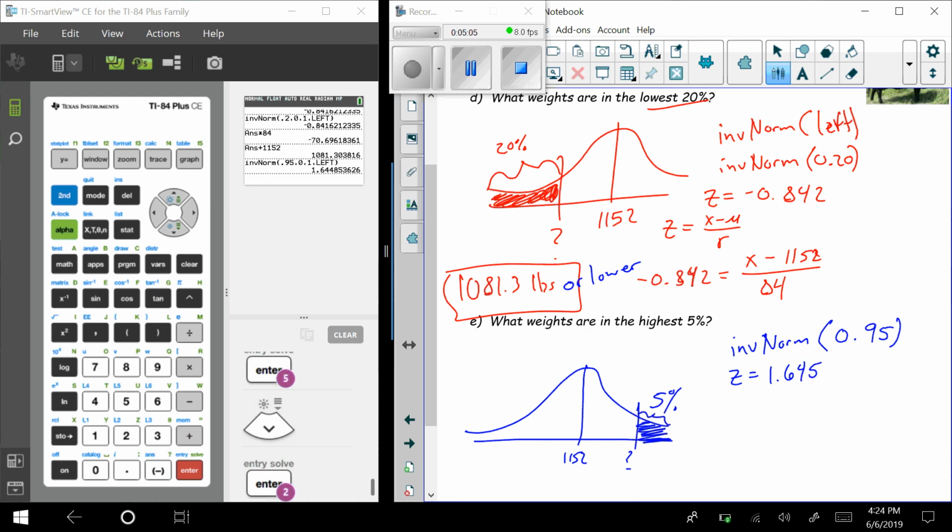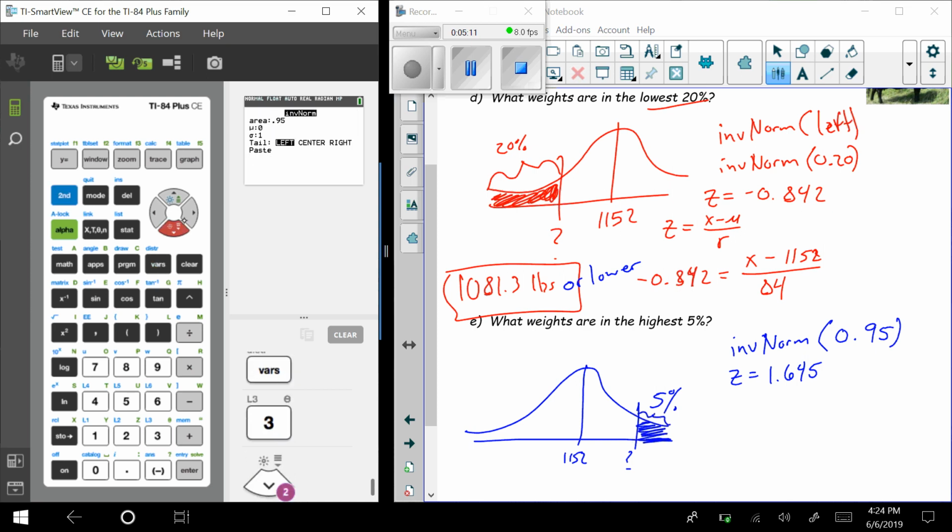If you're wondering, well, why didn't you just use the right? Most calculators now have this. You can do the right, which would be 0.05. You just have to change this one. Now, it should give me the same answer. And you can see that it does.